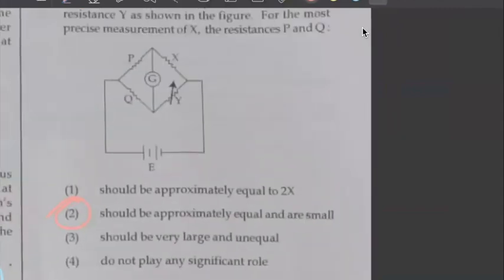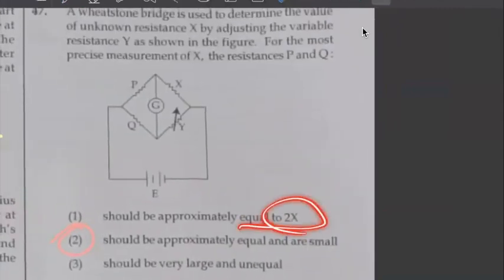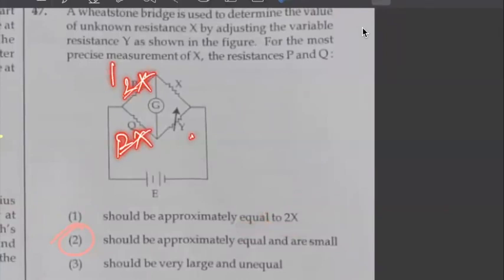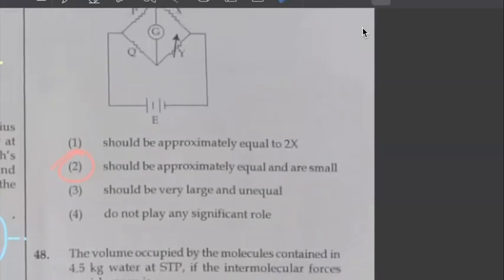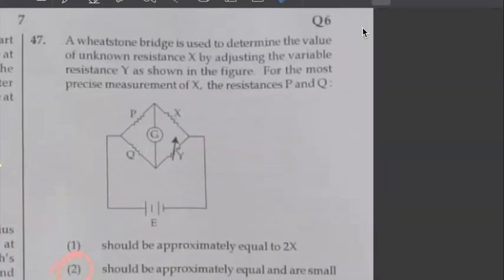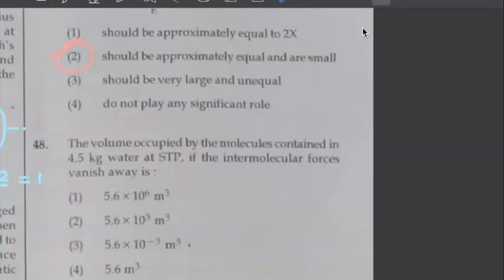Why not the first one? Because why should it be 2x? I mean, it's fine if they both are 2x. They will still give me ratio 1:1. But then this is 2x and this is x, and the problem is I will get a ratio 2:1, and then my null point will not be in the middle. So if I want the null point in the middle, this is the best option. It should be equal and not very large. It should be x or y range.